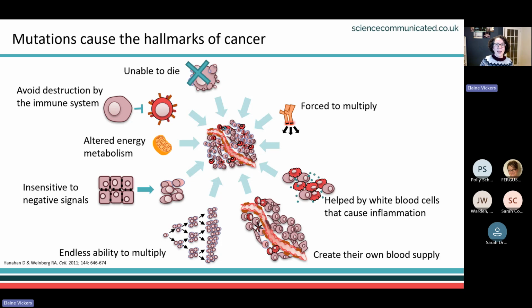They have altered energy metabolism. They tend to switch to an inefficient way of producing energy. They're very good at grabbing the energy they need, and they use it in this inefficient manner because that also produces complex molecules that they need for further growth and proliferation.